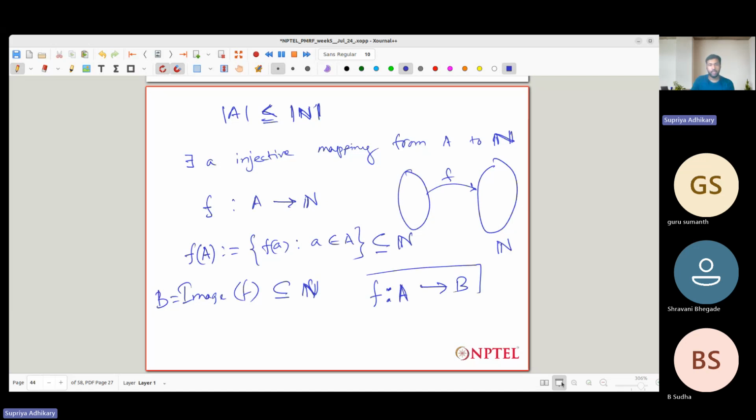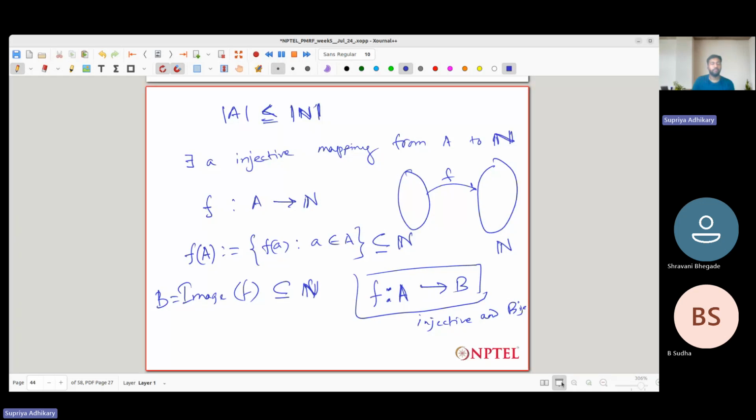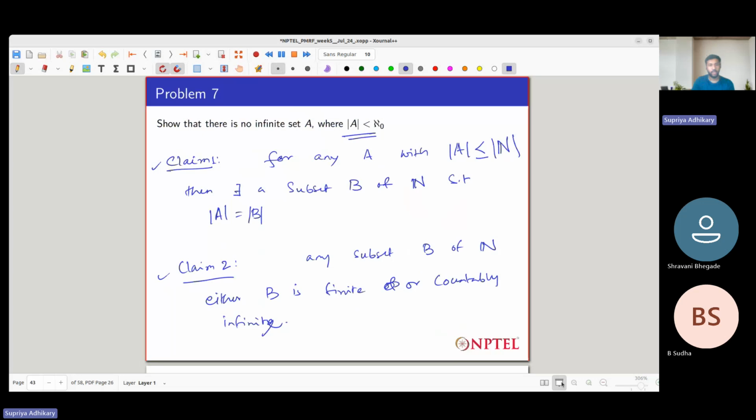So this is injective as well as surjective, meaning that this is a bijection. Since we can find a bijection from A to B, where B is a subset of N, we can write that the cardinality of A is equal to the cardinality of B. So the first claim is true. That means if we have any set with this property, then we must have A equal in cardinality to B.